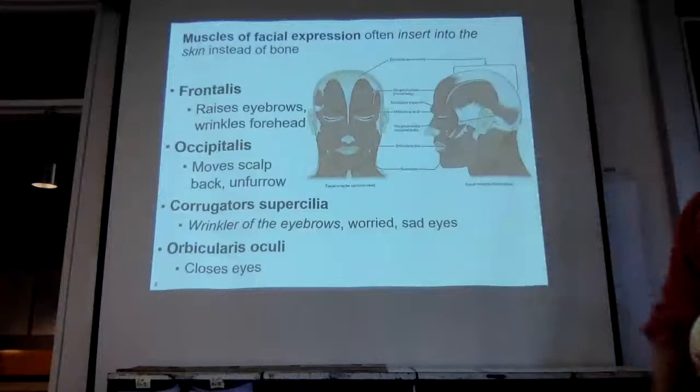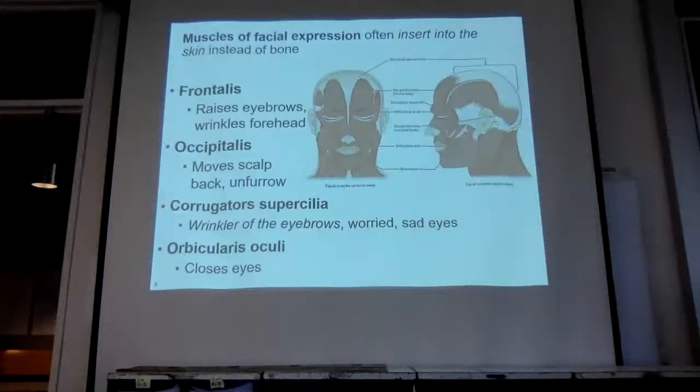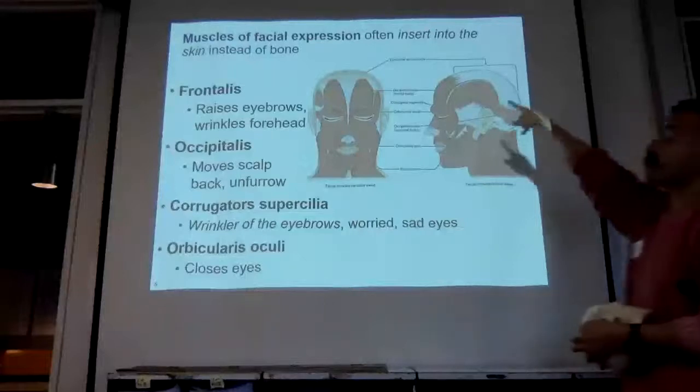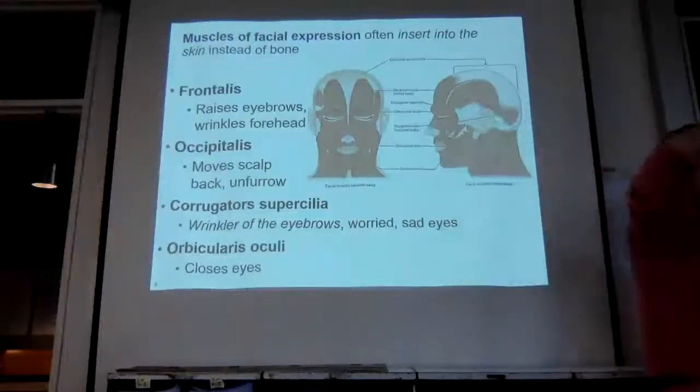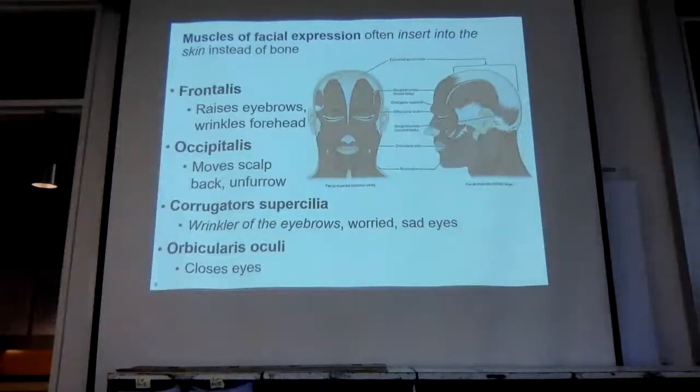Any other questions on these four muscles? Remember, the frontalis and occipitalis are connected by the epicranial aponeurosis. It's the tendon that connects muscle to muscle. Epicranial aponeurosis. Epicranial means on top of the head.